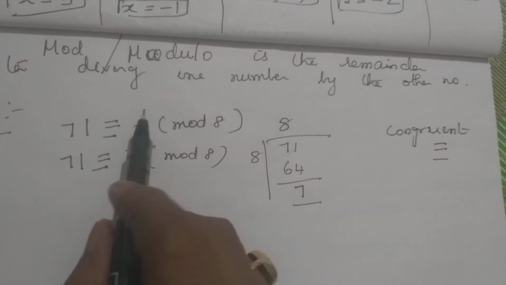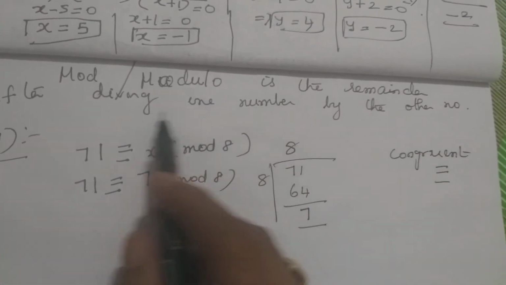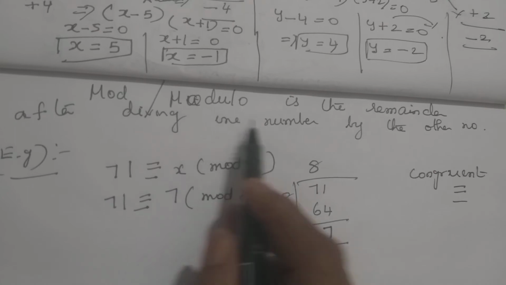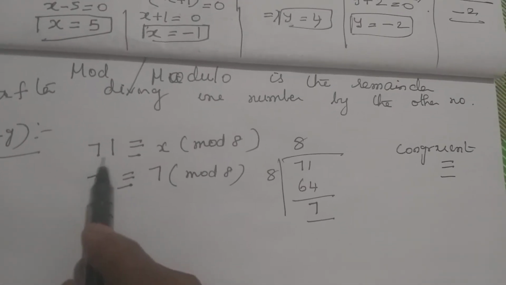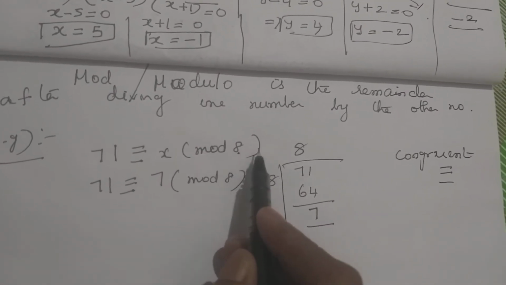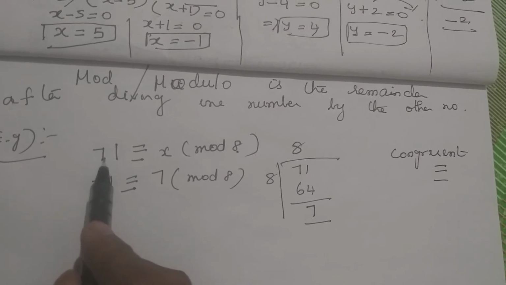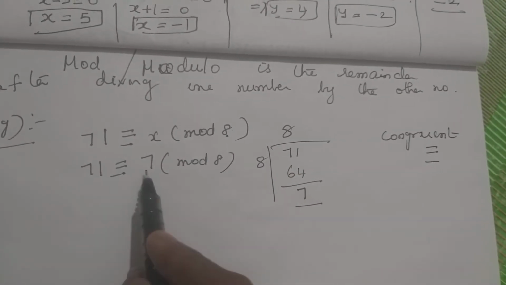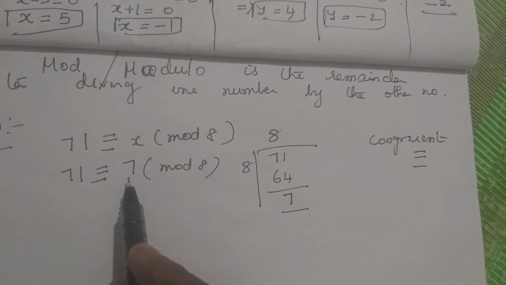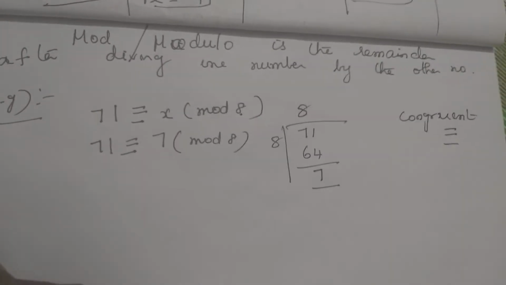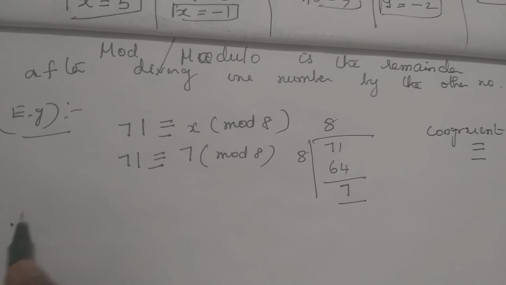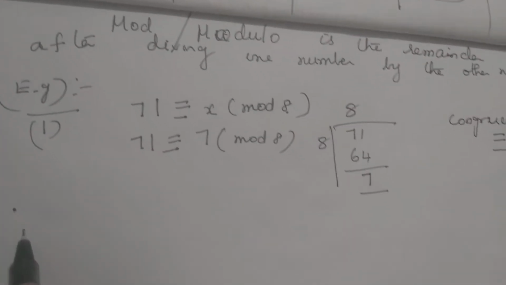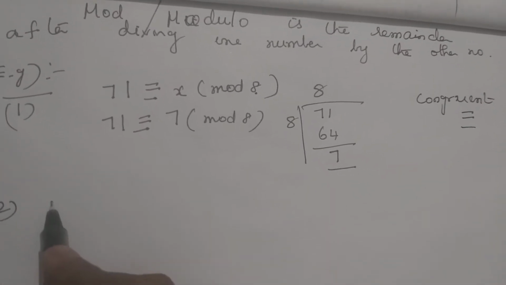So what we are doing? Mod means remainder when you divide one number by the other number. So mod 8 means the remainder when you divide 71 by 8, and whatever remainder you are getting, write it plus or minus that number. This is a very simple example I used to explain mod. Now we are going to the next sum.